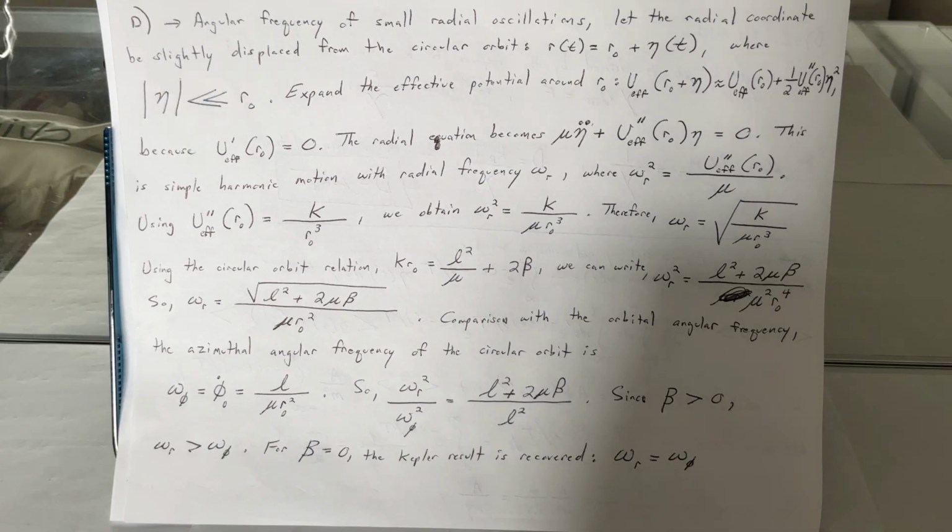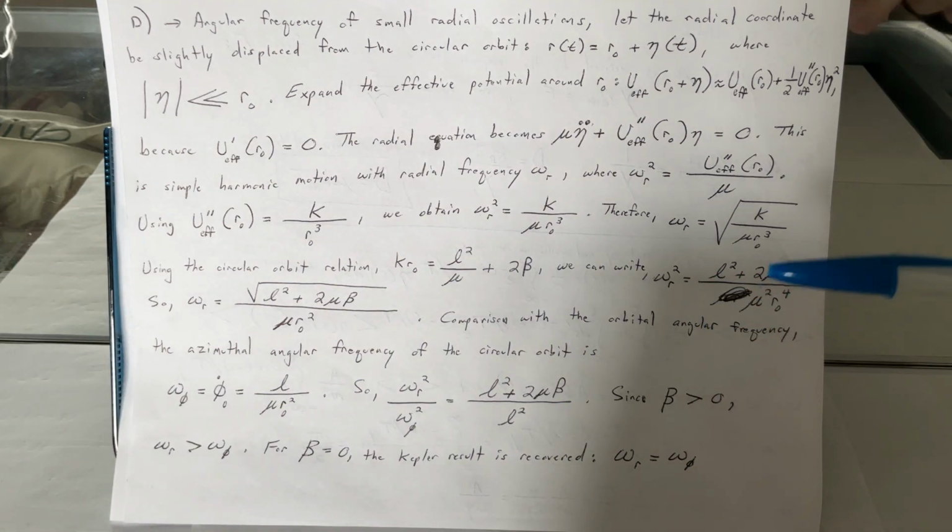So using u sub EFF double prime of r naught equals k over r naught cubed, we obtain omega sub r squared equals k over mu r naught cubed, and therefore omega sub r equals the square root of k over mu r naught cubed. So using the circular orbit relation, k r naught equals L squared over mu plus 2 beta, we could write the following: omega sub r squared equals L squared plus 2 mu beta over mu squared r naught to the fourth.